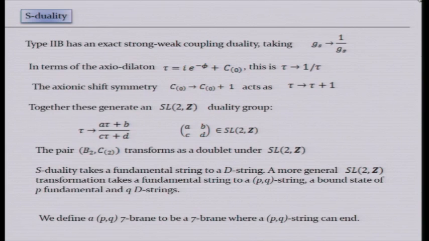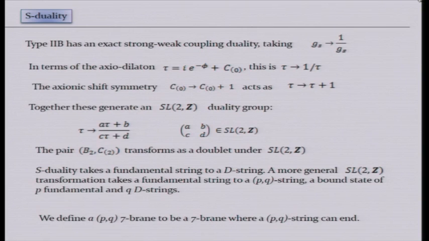So there's an object in type 2B, which is a (p,q) string, which is a bound state of p fundamental strings and q D-strings. Okay. A (1,0) string is just a fundamental string. A (0,1) string is a D-string. And everything else is a bound state of fundamental strings and D-strings.